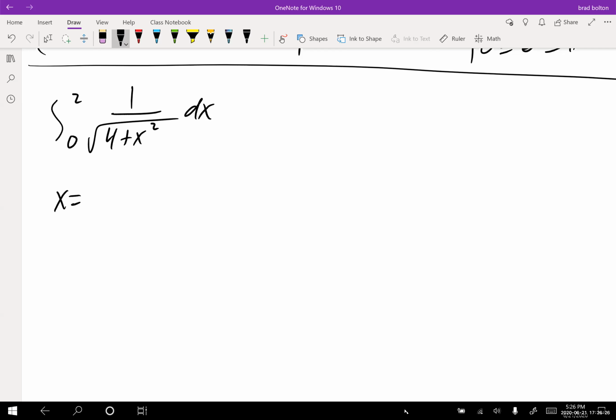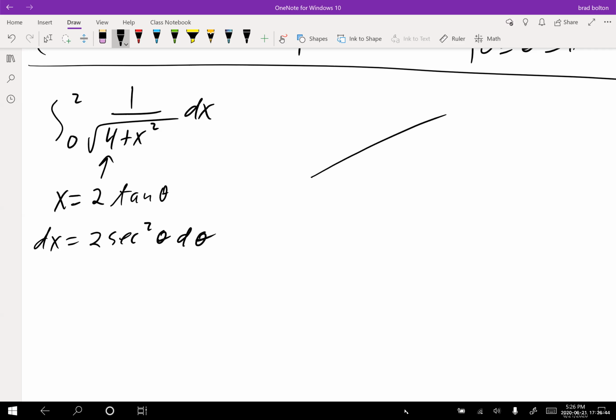X equals a, and in this case, a is 2. I got that from the 4. And then tan theta. If I take the derivative of both sides, I get 2 secant squared theta d theta.